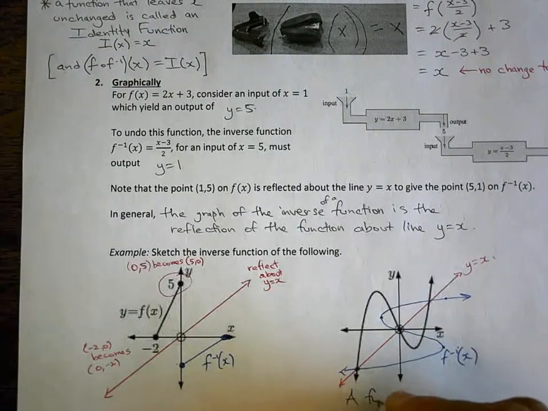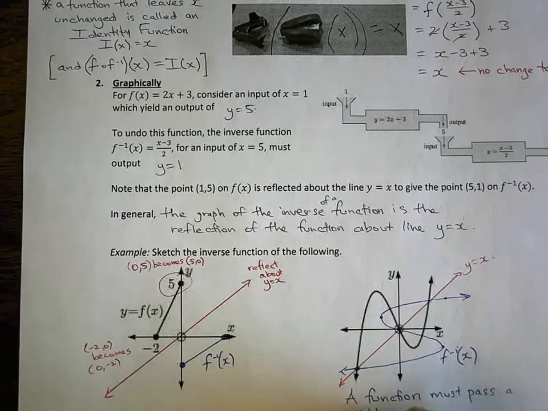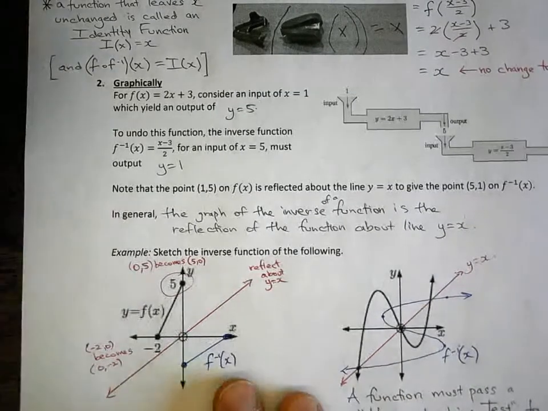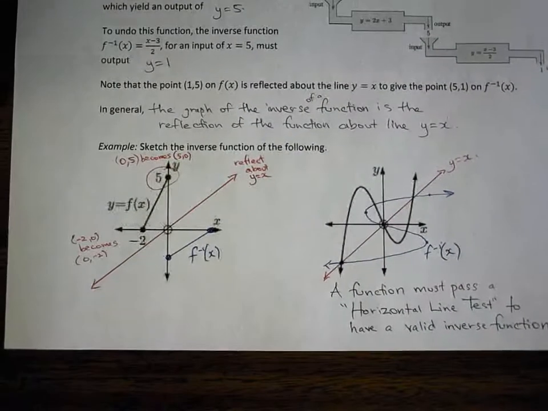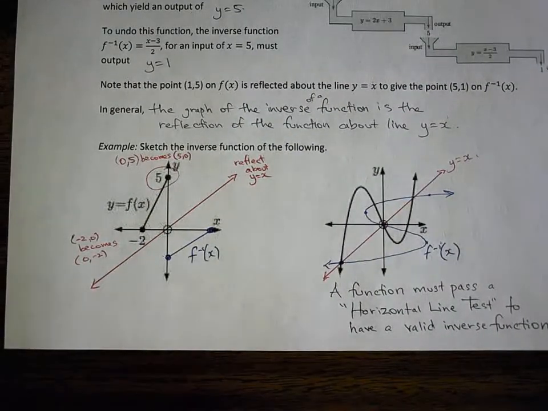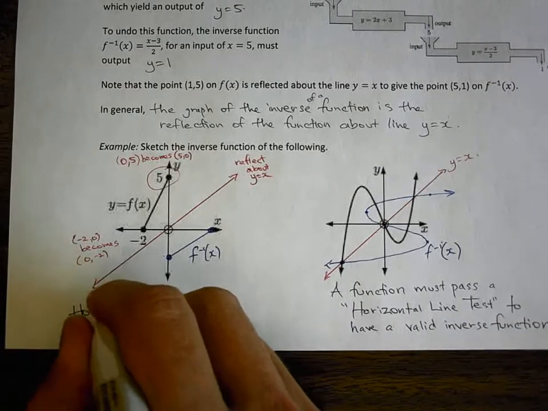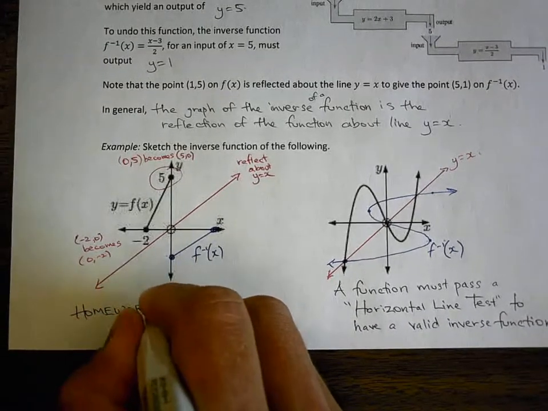A function must pass a horizontal line test to have a valid inverse function. Oh boy. Okay, there we go. A function must pass a horizontal line test to have a valid inverse function. Hopefully that didn't confuse your understanding of inverse functions.